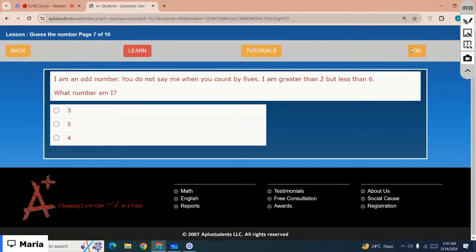I am an odd number. You do not say me when you count by fives. I am greater than 2 but less than 6. What number am I?